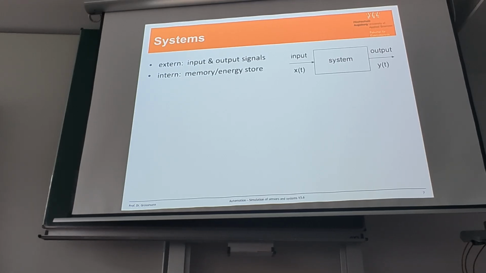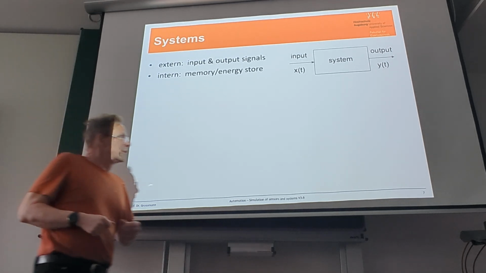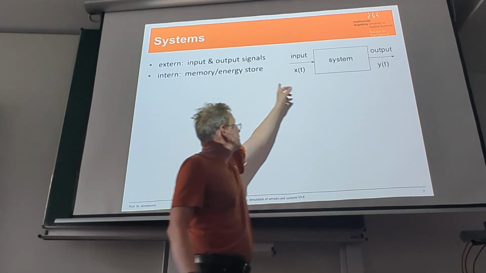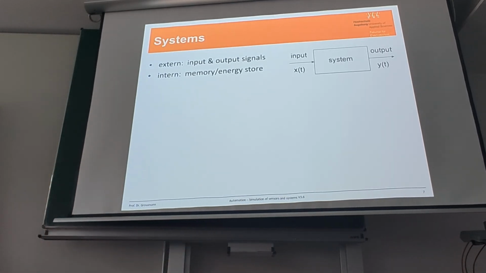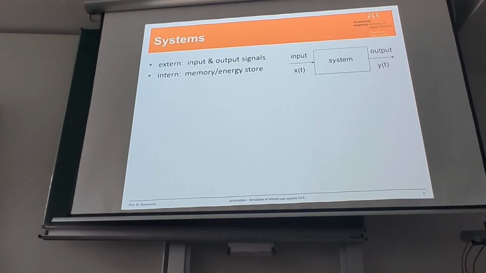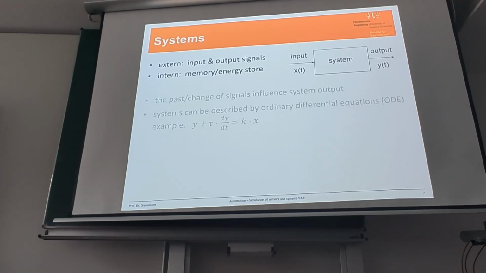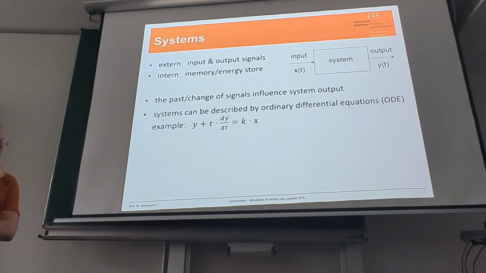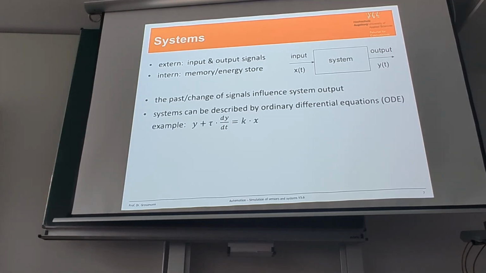Well, the system can be described with signals. They are just time functions. We have an output signal and an input signal, at least one of them. And in the system there might be something with a memory, for example, something that stores energy. That means the path or the change of signals has an influence on the output, not just the current value, but also what happened in the past. Okay, we can describe all the systems with differential equations.